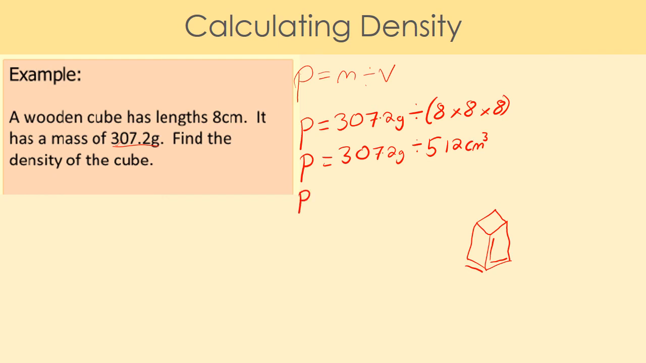If I then do this on my calculator, I will find my density is 0.6 grams per centimeter cubed. This is my answer. I've done 307.2 divided by 512, and I've got 0.6 grams per centimeter cubed, just using this equation. That's all I'm having to do for it. You'll be doing a bit more of this in the questions later on. Just use the equation. You might need to rearrange it and make either mass or volume the subject, but I know you can all do that absolutely fine.